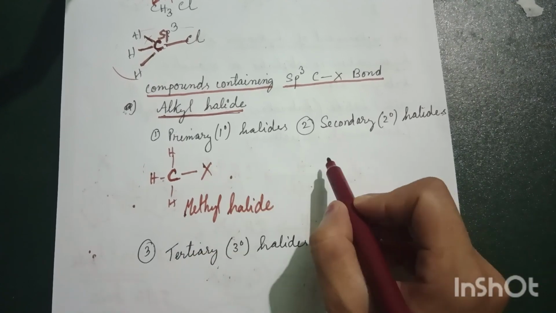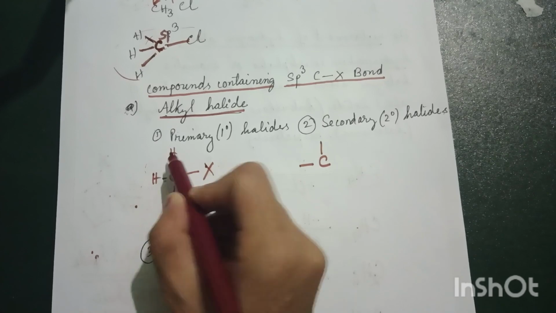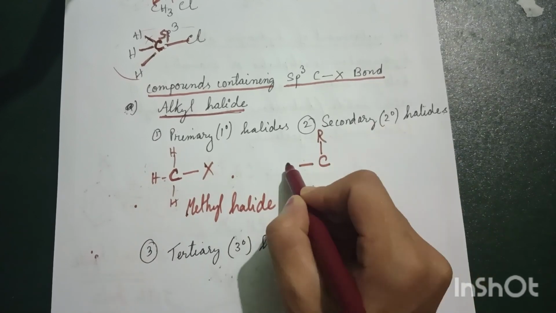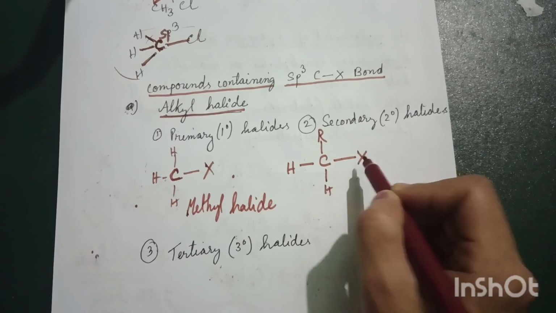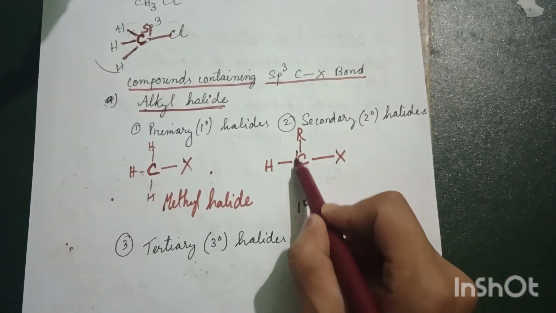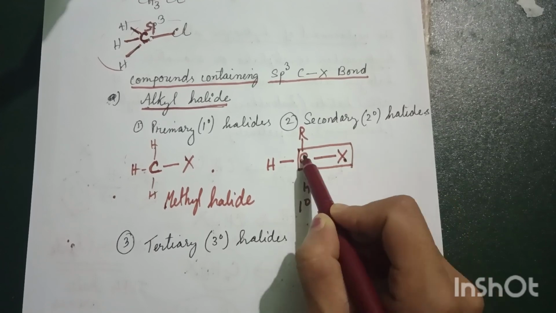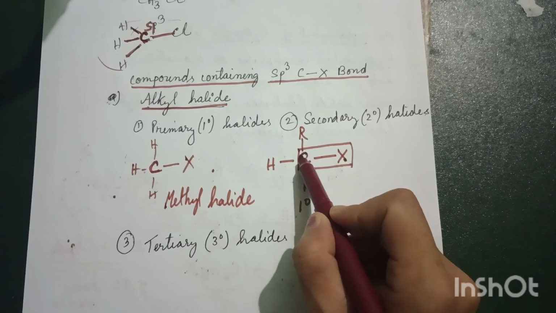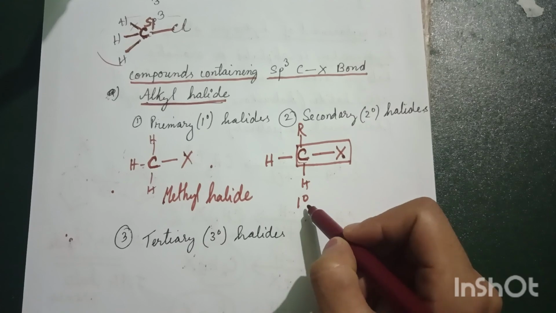Now let us change one of the hydrogens with R. Now this changes into primary halide. Why? Because we have to focus on this carbon-halogen bond. Let us see how many other carbons this carbon is connected to. This carbon is connected to one. R means carbon, so this carbon is connected to one carbon, so this is called primary.